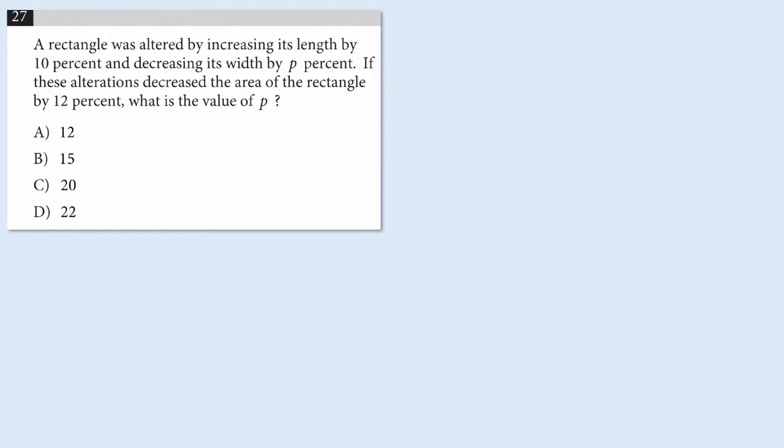This multiple choice math problem comes from the College Board. It's from section 4 of the SAT test, which does allow calculators. And the problem says, a rectangle was altered by increasing its length by 10% and decreasing its width by p%. If these alterations decrease the area of the rectangle by 12%, what's the value of p?